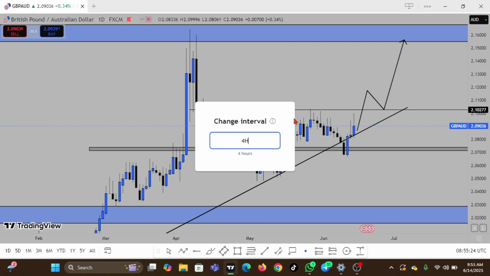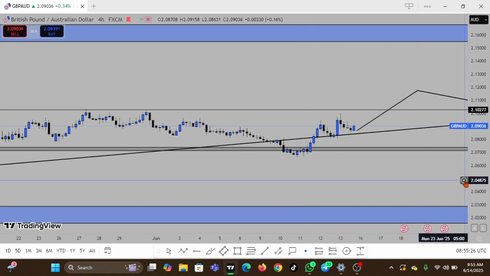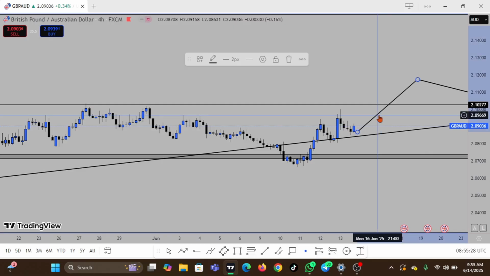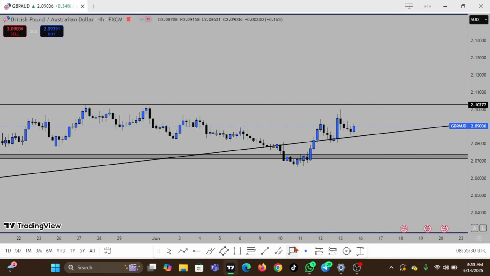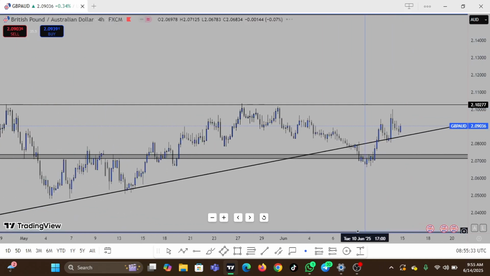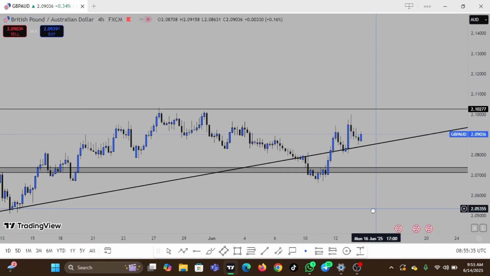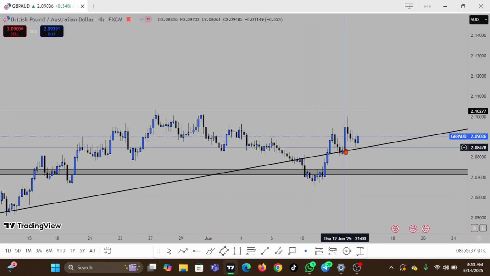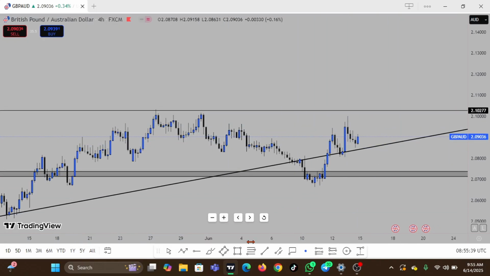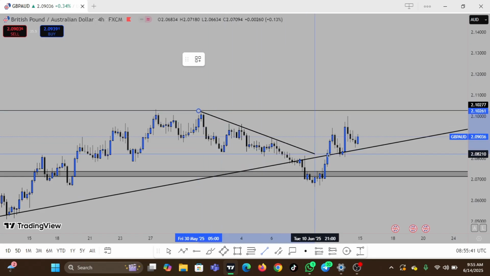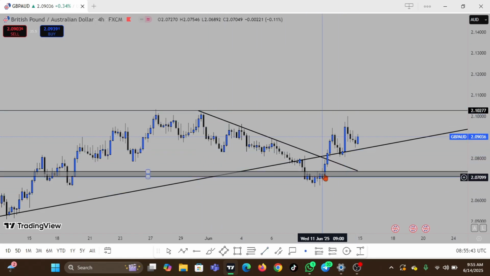If I go on to the 4-hour chart to actually see, there is opportunity for us. This is where I intended to get in on this trade. I have a trend line like this that protects me. So I did not take a trade at this point. I actually want price to bounce off from this point.